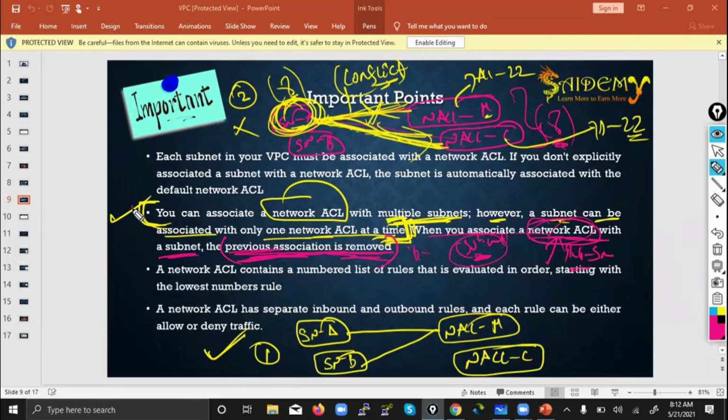Any doubt on this point, anyone? These are all very, very important points, guys. Definitely they will ask in the interview. But how confidently and how clearly you explain them defines your confidence. That is the reason why I'm spending this much time on each point. So even after this, if you still have doubt, just ask me, no issues.